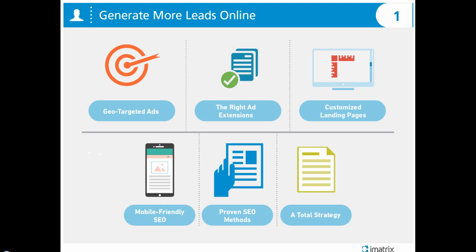So just to backtrack real quick, I know where we left off was right when I was talking about total strategy. Here we go. Now you guys can see my screen.